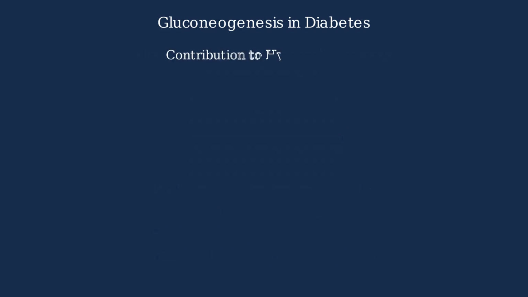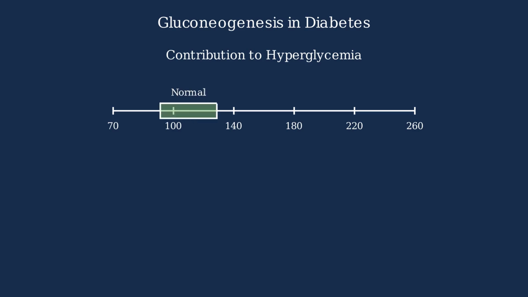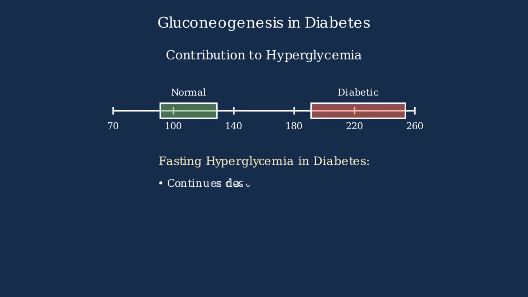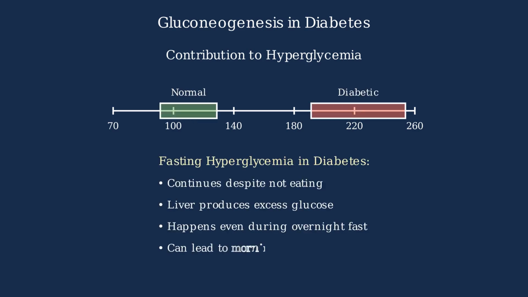A key feature of diabetes is hyperglycemia despite fasting. In healthy individuals, blood glucose stays within a narrow range. In diabetes, excessive gluconeogenesis leads to elevated blood glucose even after hours without food. This explains why many diabetic patients wake up with high blood glucose levels despite not eating overnight.